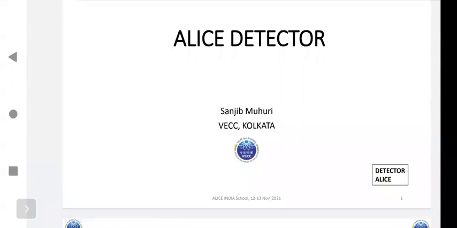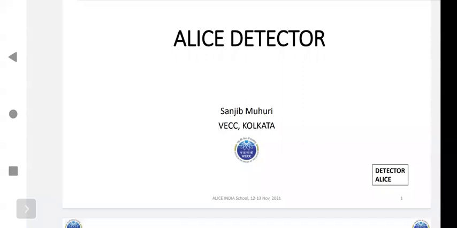This time I was told to review this ALICE detector for you, and I will try my level best so that a clear picture of the ALICE detector then and now, how they look like, is given. And if there are any questions, please feel free to stop me and ask.